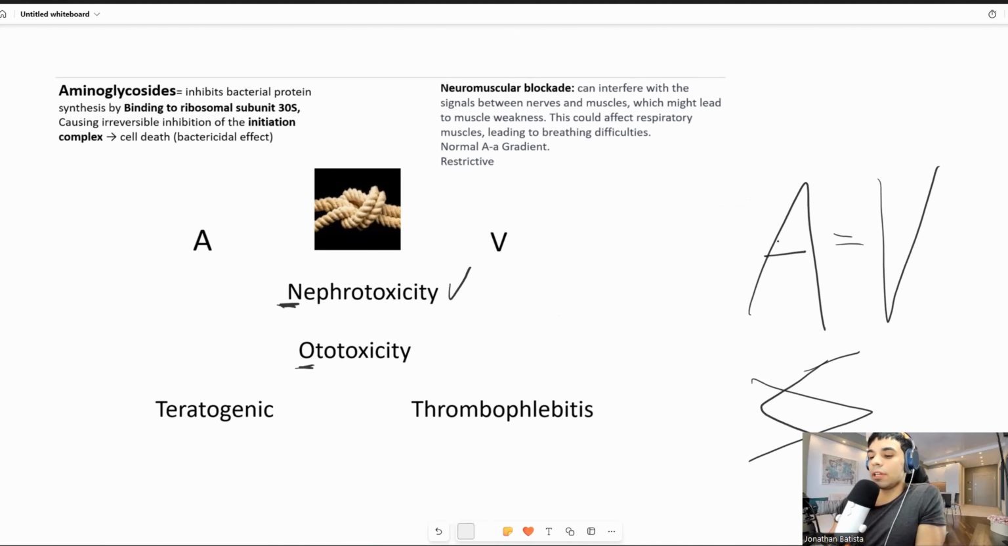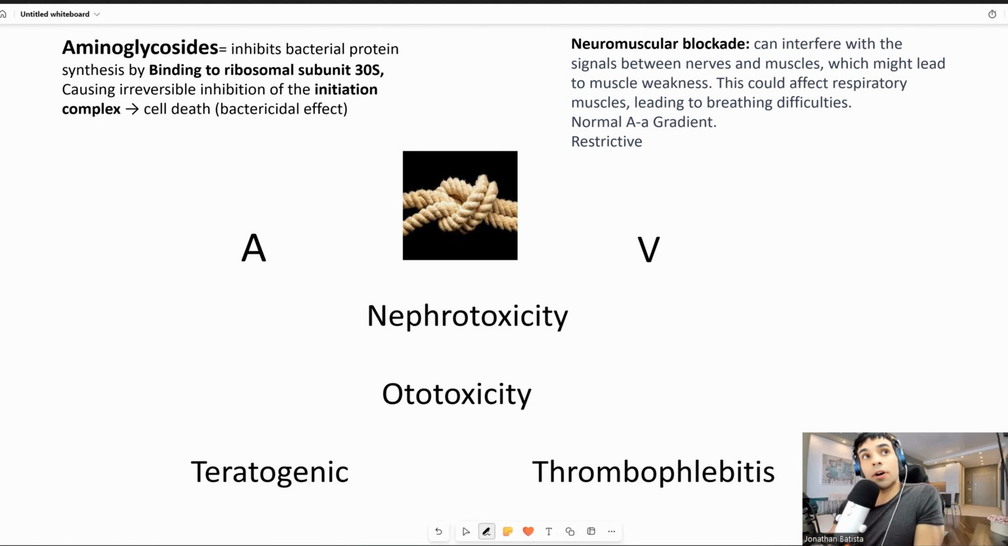They're both nephrotoxic. They both cause ototoxicity. And the T differs. Aminoglycosides are teratogenic. They have issues with their auditory system. Vancomycin can cause thrombophlebitis. So two different types of Ts. So yeah, this is what we're seeing here, NOT.